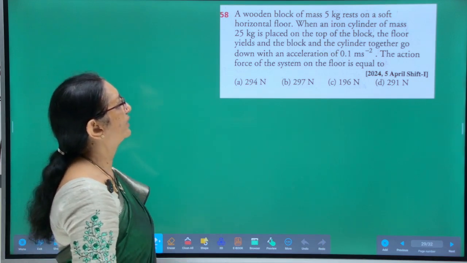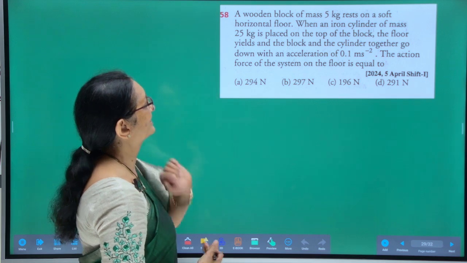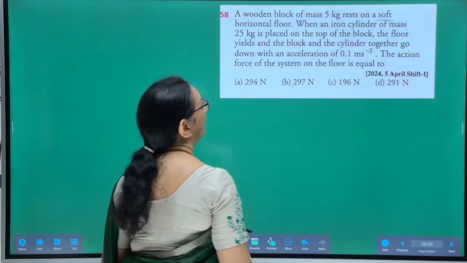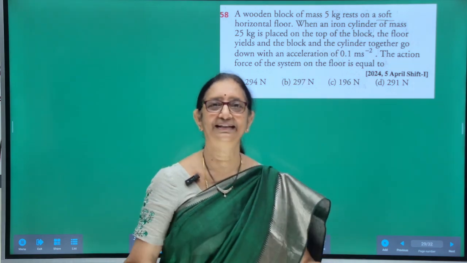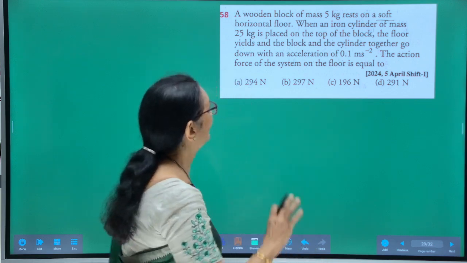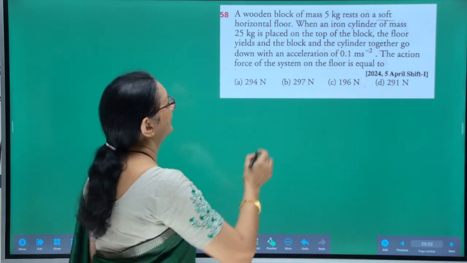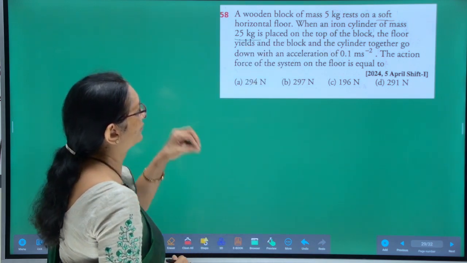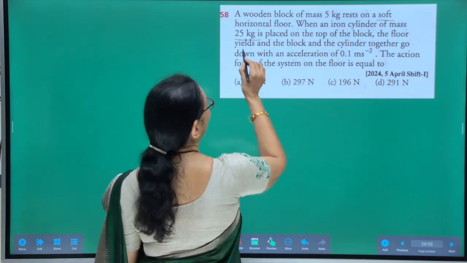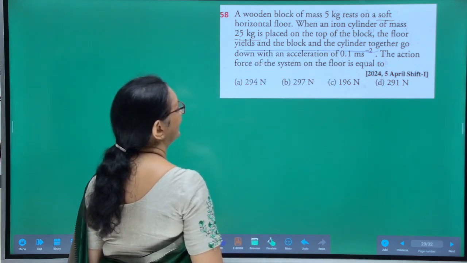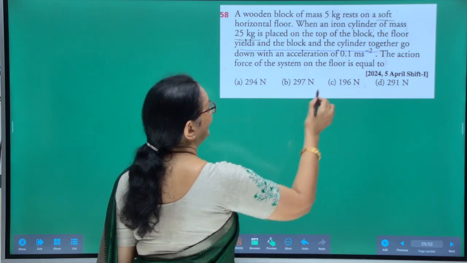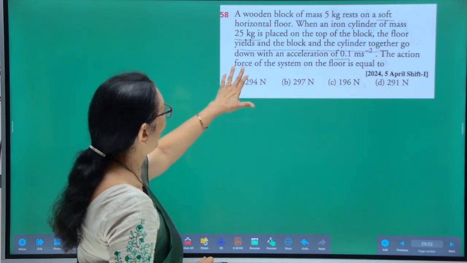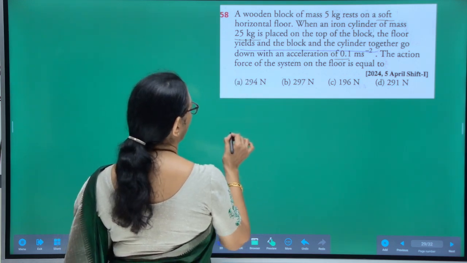A wooden block of mass 5 kg rests on a soft horizontal floor like a cloth, right? See here, a wooden block is placed on that cloth. When an iron cylinder of mass 25 kg is placed on the top of the block, the floor yields and the block and the cylinder together go down with an acceleration of 0.1 meter per second square. The action force of the system on the floor.